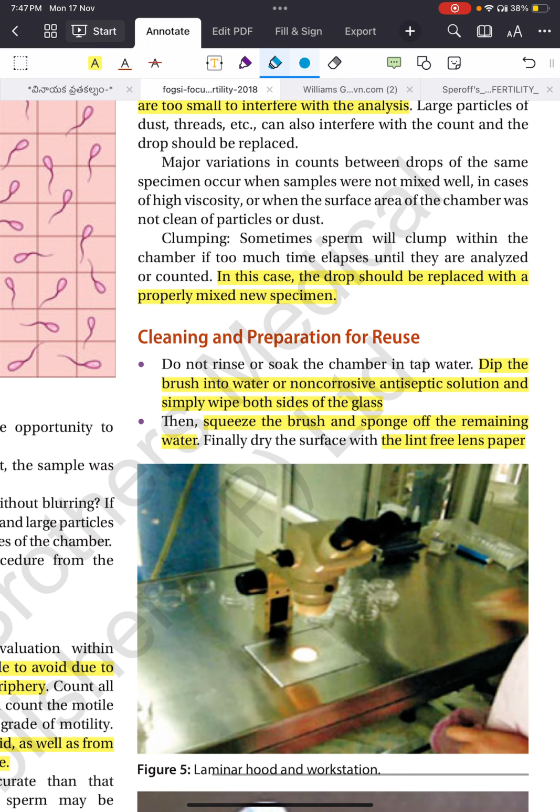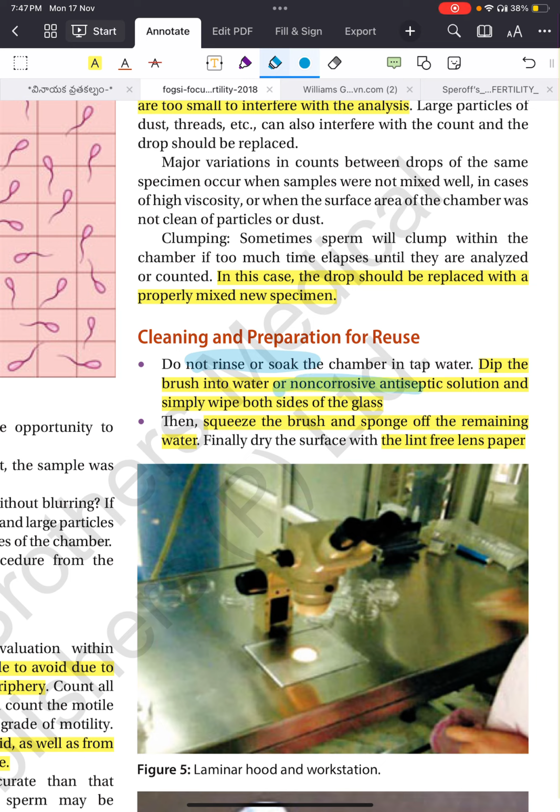How to clean and reuse? For the chamber, you should not rinse or soak it in water. Dip a brush in the water, then use that brush and just swipe the chamber, or we can use a non-corrosive antiseptic solution as well. So both sides of the glass are cleaned. Then we'll squeeze the brush and sponge off the remaining water. Finally, dry the surface with lint-free paper.